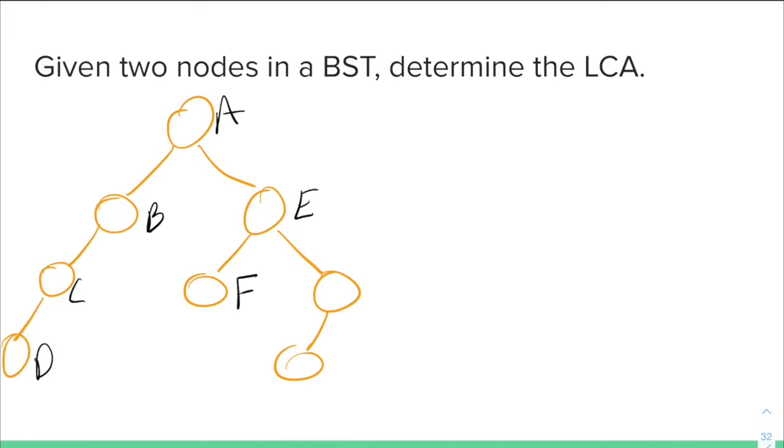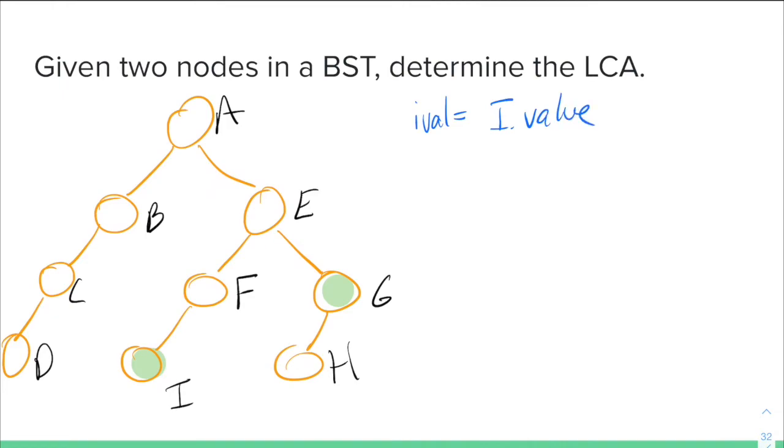And so let's say I'm given these two nodes here, I and G. Well, we know the values of I and G because we're given I and G to start the problem. So let's say we take two values, let's say ival equaling I.value and gval equaling G.value. And we start at A. Well, we can look and compare these values to A.